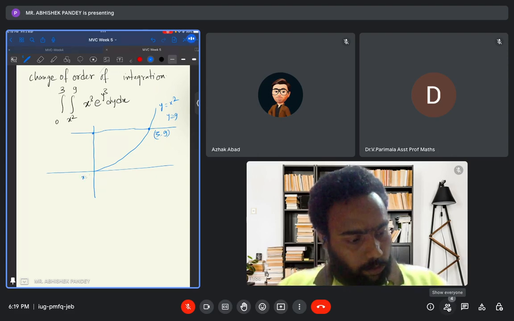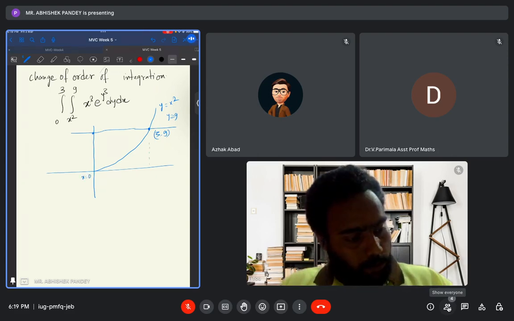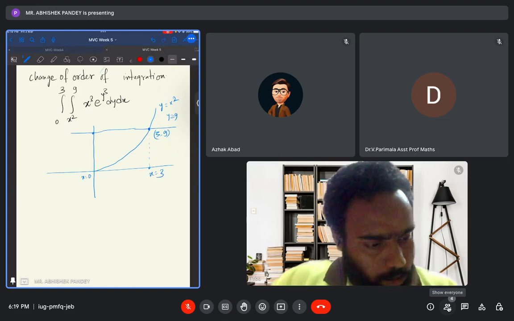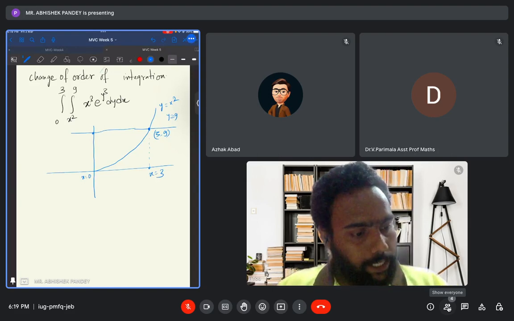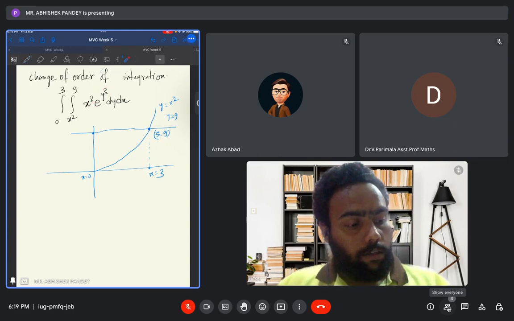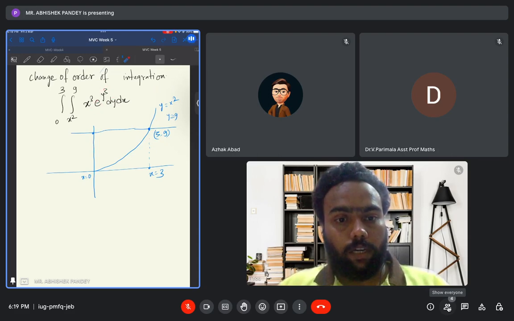This is x equals 0. This is x equals 3. So if you see in this integral, you have to integrate e^(y^3) dy. So you have to first integrate this thing with respect to y, which is quite difficult.